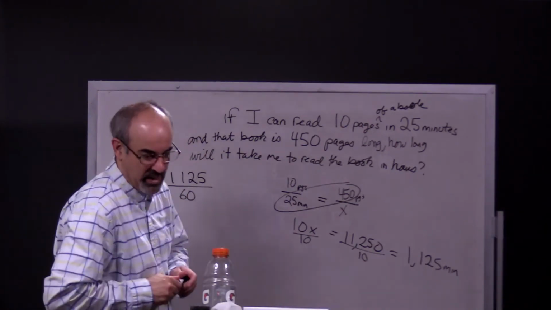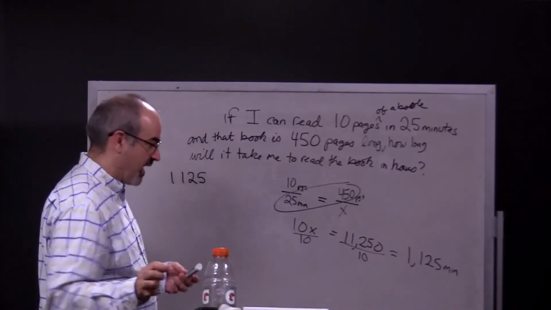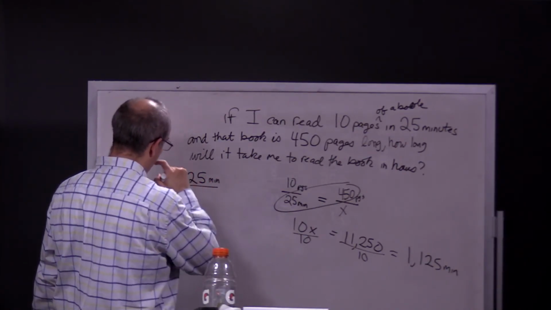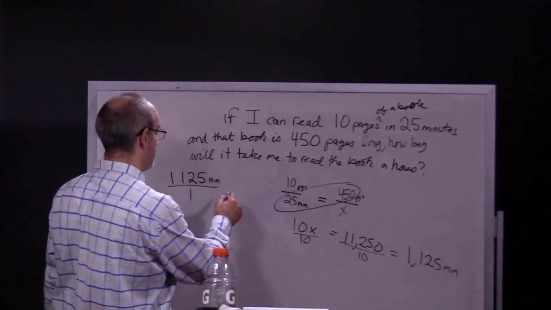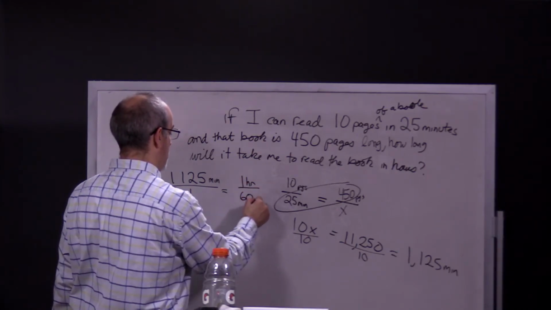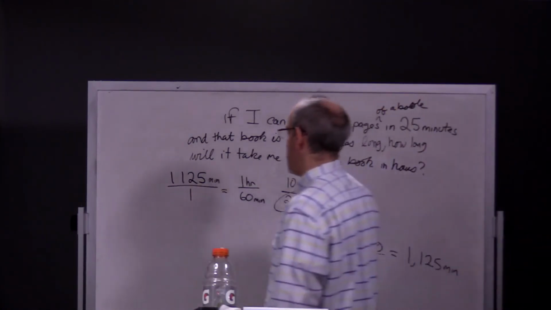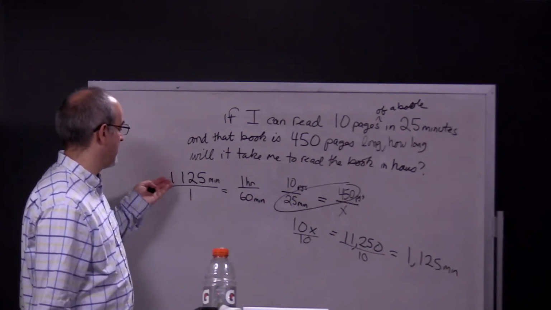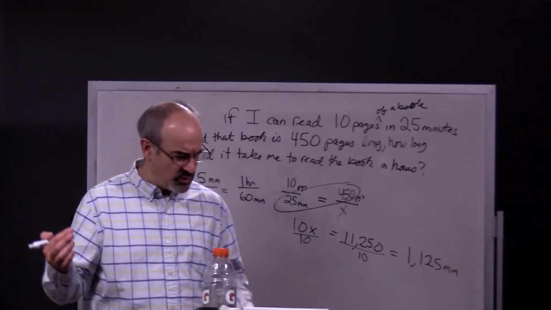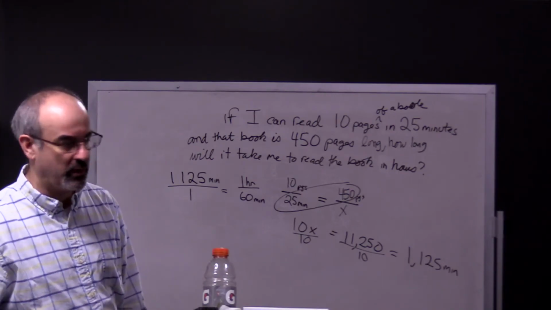I guess here's what I mean by how to set it up. All we have over here is minutes, right? This thing down here has no label. Over here, we have 1 hour is the same as 60 minutes. This doesn't have a label because we're just writing 1,125 over 1, because we want to write it as a fraction. And you can take any whole number and write it over 1. Like 4 could be written 4 over 1.